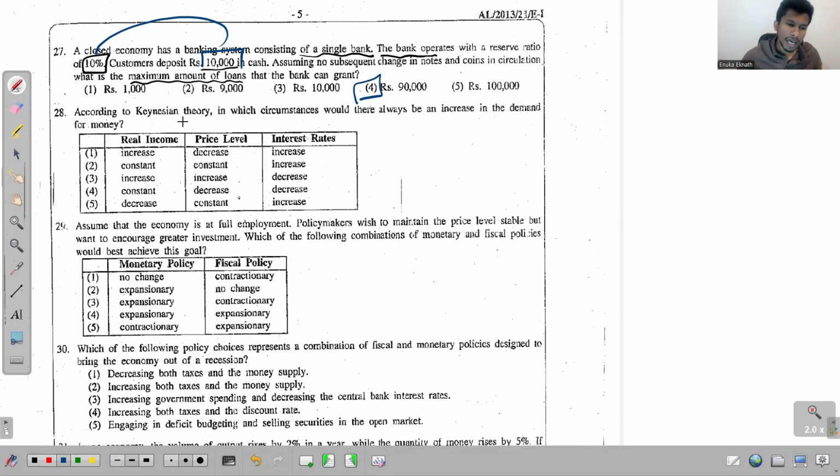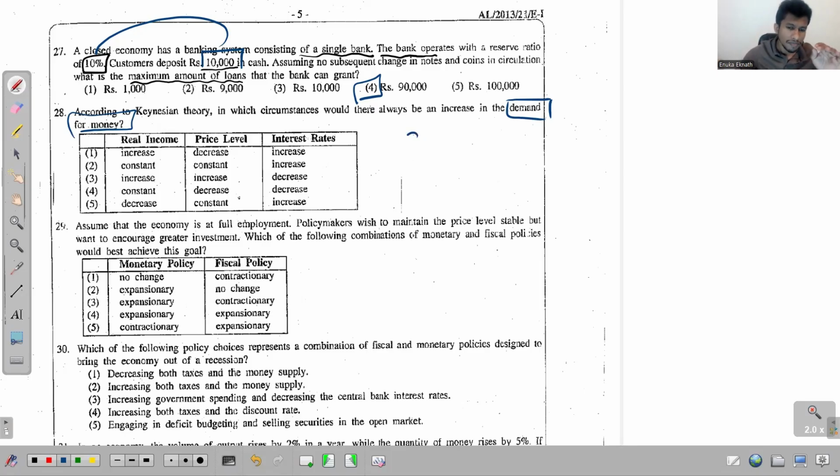28. According to Keynesian theory, in which circumstances would there always be an increase in demand for money? So what do we mean by this term, demand for money? Demand for money is the desire of this general public to keep cash in the form of notes and coins.